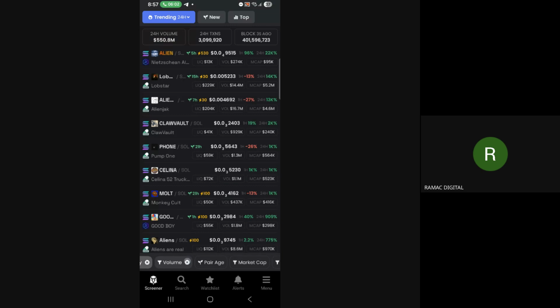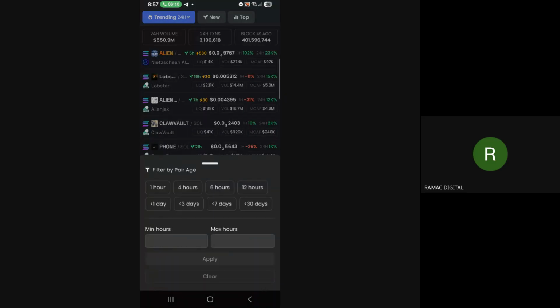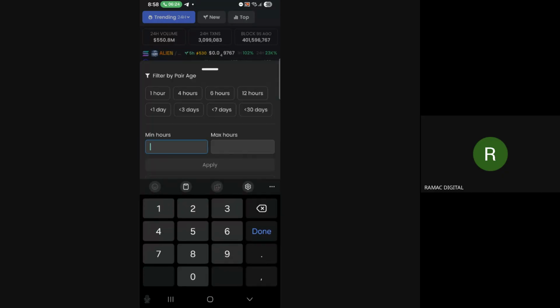Then this market cap. Then the pair age, yes, pair age. I want to see something that, I won't say less than a day. Let me see, minimum hours. Let me put it at 4 hours, because it doesn't take a dev that long to even rug a token.